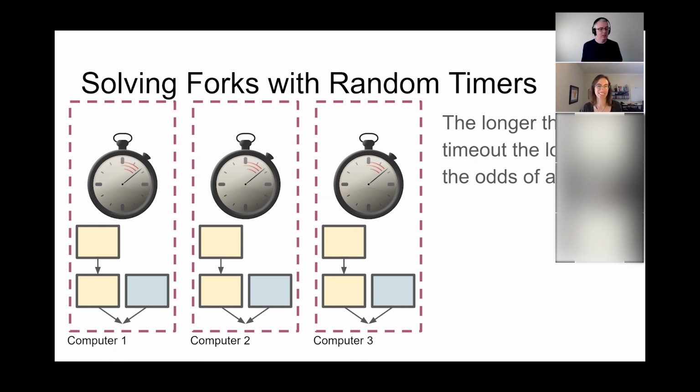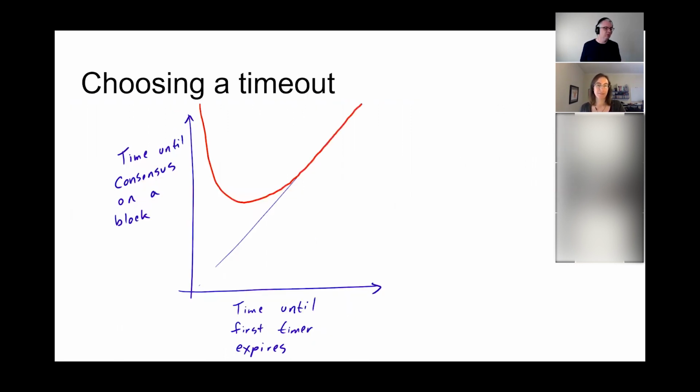And so it works really well, right? So then you ask yourself, how do you choose your timeout? And this is where the deep mathematics and science and modeling of blockchain comes in. Oh, no, actually, sorry, I take it back. Okay. So you sort of guess.